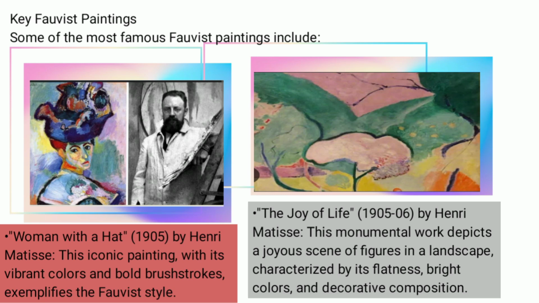Key Fauvist paintings. Some of the most famous Fauvist paintings include Woman with a Hat by Henri Matisse, painted in 1905. This iconic painting, with its vibrant color and bold brushstrokes, exemplifies the Fauvist style. Henri Matisse used light color with bold use of white in this work.